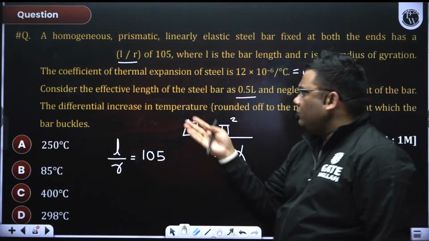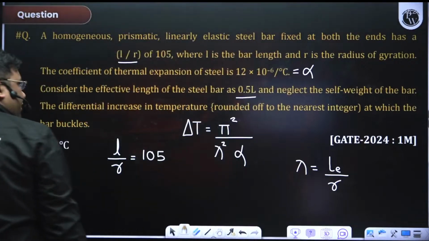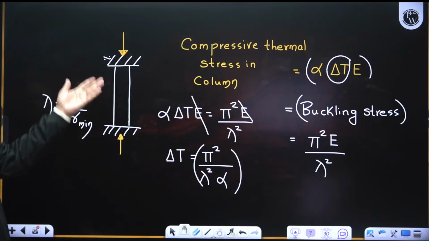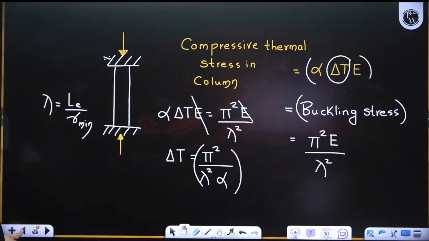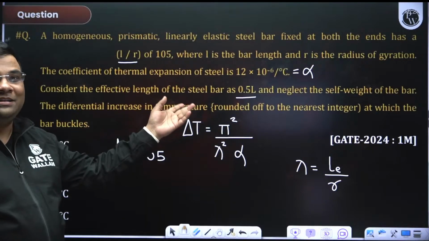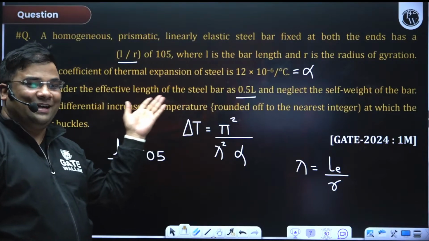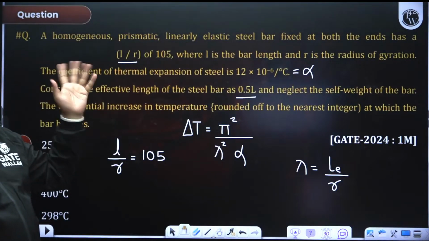Now why? Because when both ends are fixed, the effective length becomes equal to 0.5 L. They have given additional information. They should not have given this to confuse some students, but they gave the additional information. Okay, theek hai. They gave it to the students.